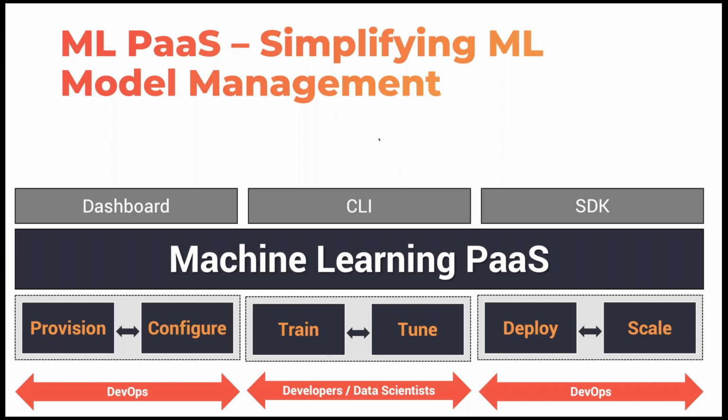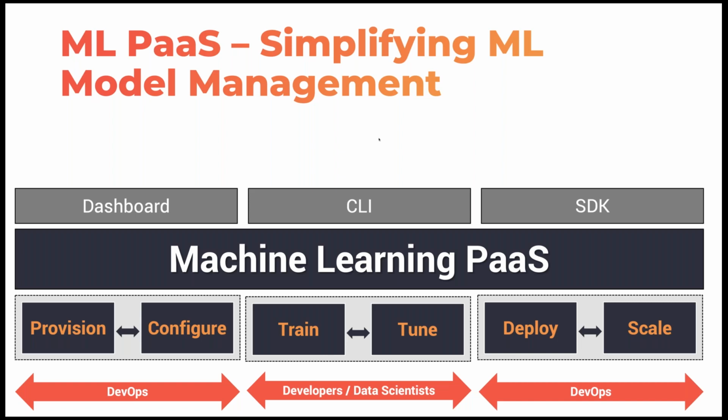And typically this machine learning PaaS is exposed via a dashboard, a CLI, and of course the Python or R SDK. Now there are quite a few machine learning PaaS offerings available in the market. There is of course Azure ML, which is the focus for today. Then there is Amazon SageMaker. There is Google Cloud AI. Then there is FloydHub, and there is Paperspace Gradient, and there are many other such offerings that promise similar capabilities.